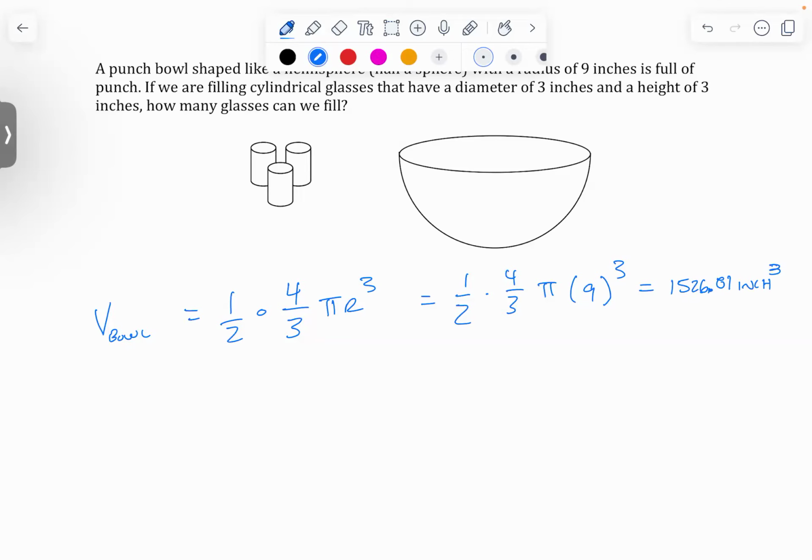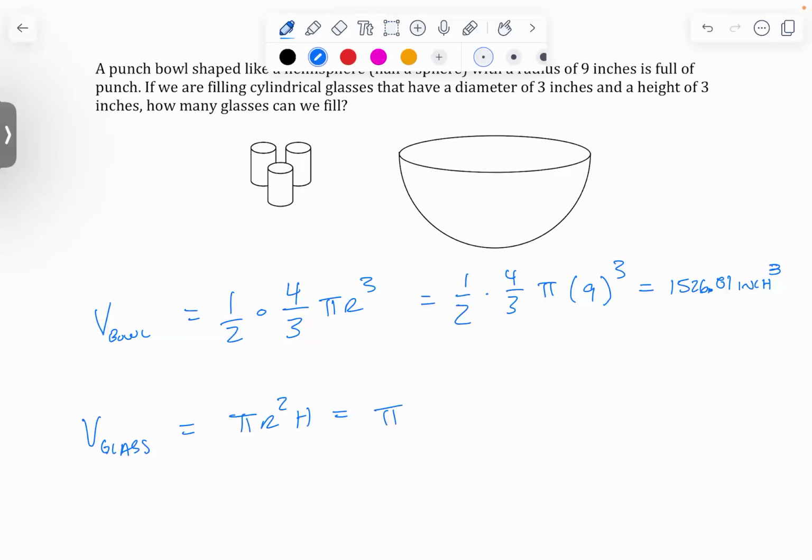1,500 and change inches cubed. Again, now that we're in volume, cubic inches. Area, square inches. All right, volume of each glass. The glasses are right circular cones, a lot of glasses are approximately that shape. So pi r squared h.